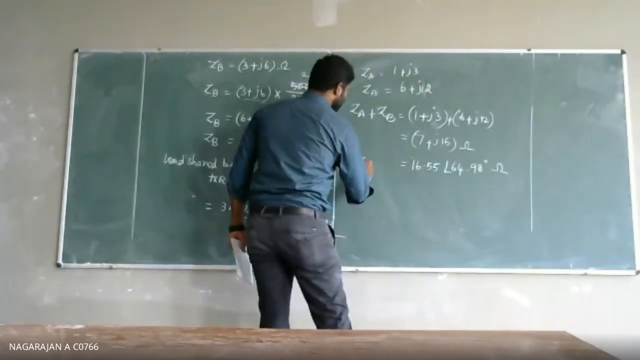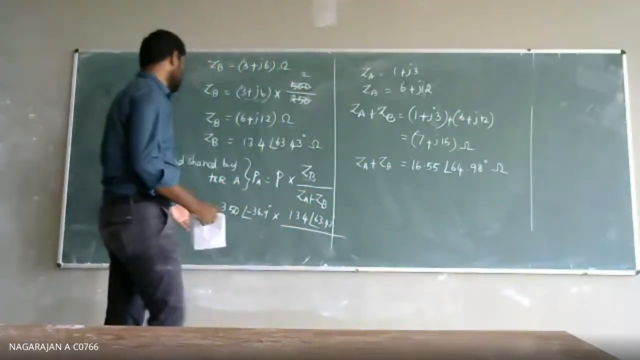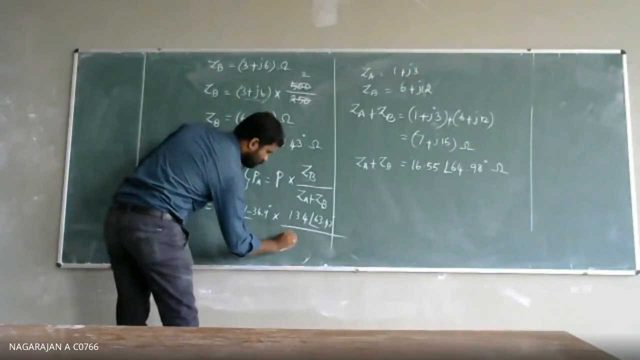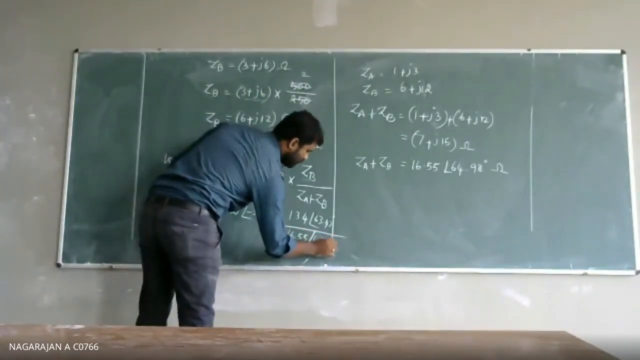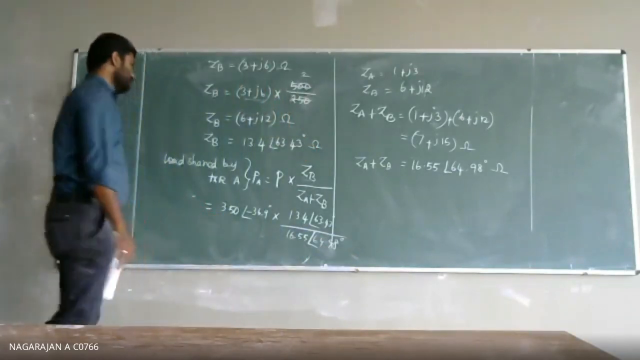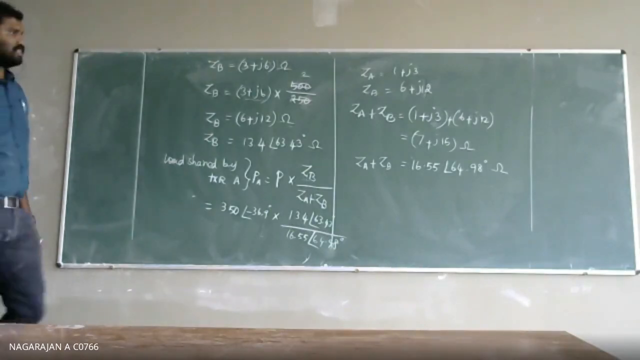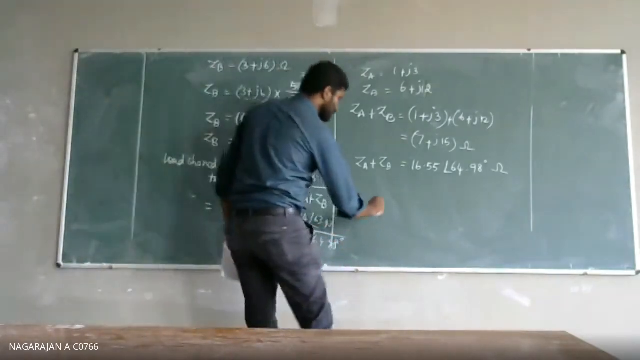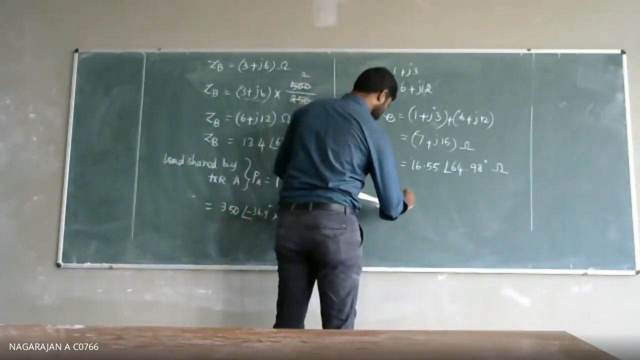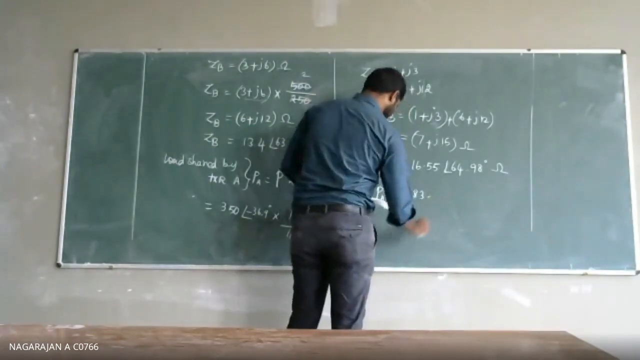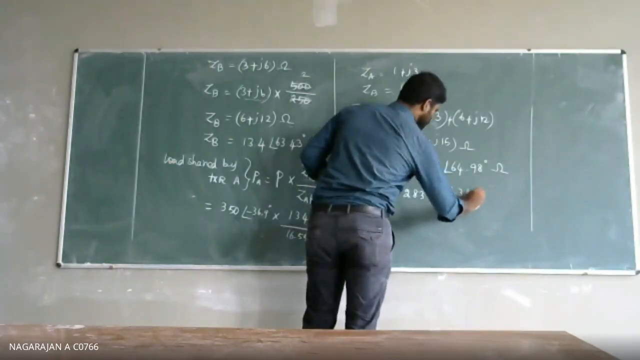So you have found all the values, and the only thing left is to substitute the values in the formula: 16.55 with an angle of 64.98 degrees. After solving this, you will get a value. I'm going to just write the answer. Please work it out at home. SA is 283.15 with an angle of minus 38.40 degrees.